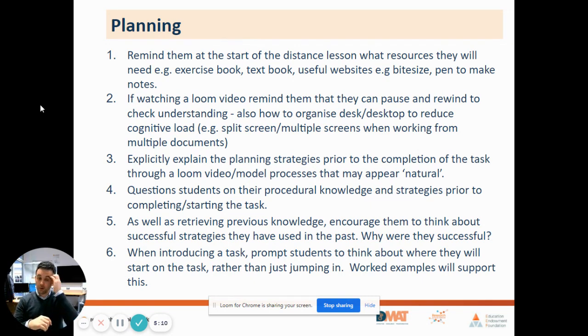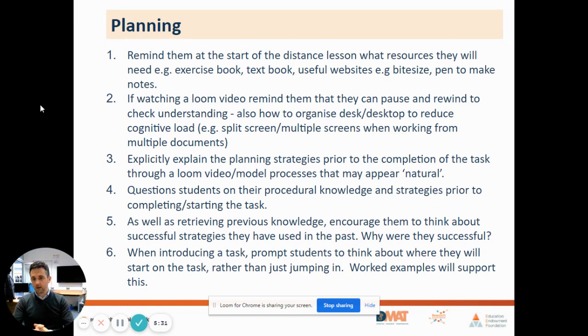Number 2, remind them that when they're watching a Loom video, they can pause and rewind it to check understanding. In fact, people are building this into their Loom videos now, explicitly saying, stop here, go back and check that, rather than it just being a series of instructions and then leaving them to regulate it themselves. That's been built in, and that's excellent.